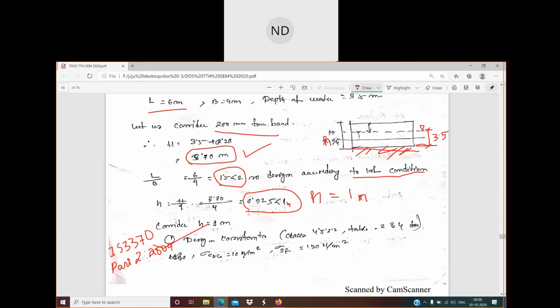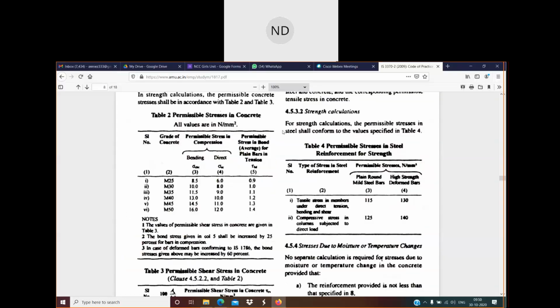So here what we have to do, we have to calculate, there are some formulas. You have to know the formulas, and then place the values. Before that, we will need to find out the value of sigma cbc, the permissible stress in concrete in compression, and sigma st, the permissible stress in steel reinforcement.